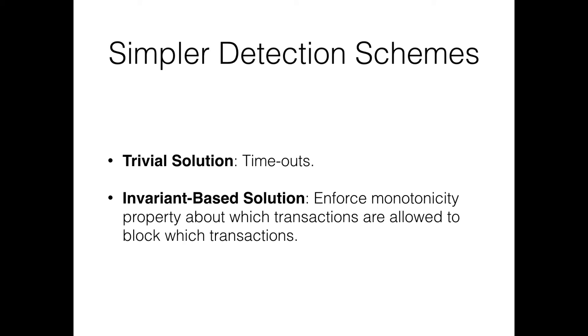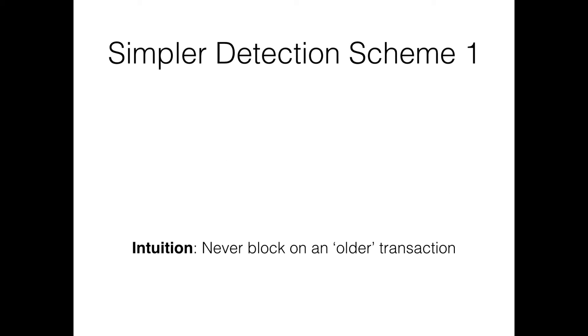The other approach that we could take is to impose some kind of invariant on the transactions, so that if we never break the invariant, we'll never end up with a cycle. There's a couple of approaches to this, one of which is to create a kind of monotonic property over the transactions. Anytime we break that monotonicity, anytime one transaction blocks on an older transaction, we treat that as a potential cycle and kill one of the transactions.